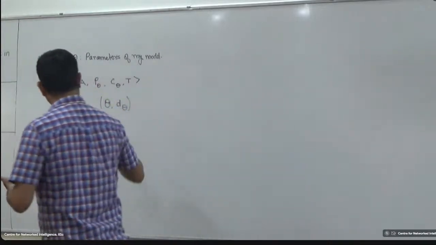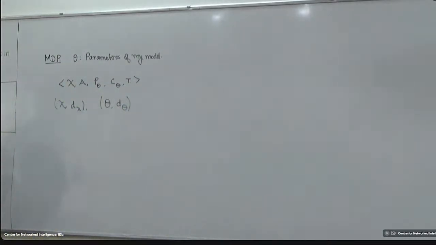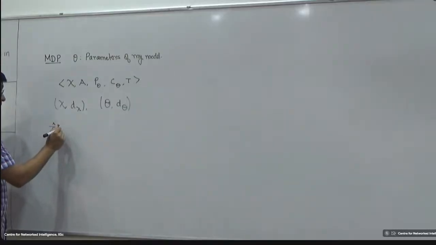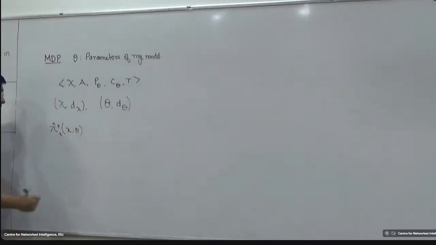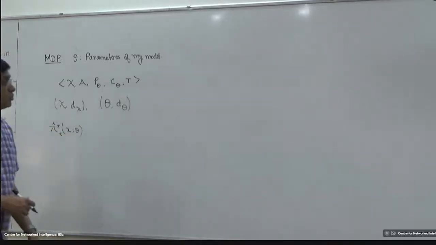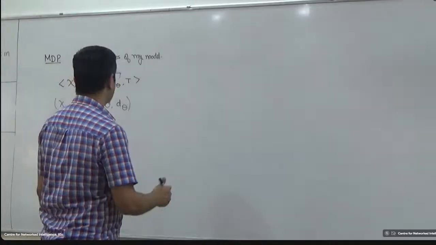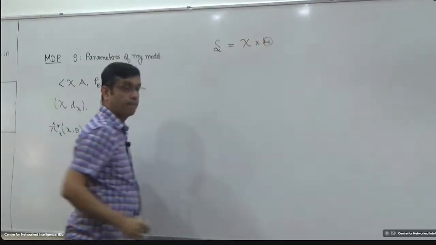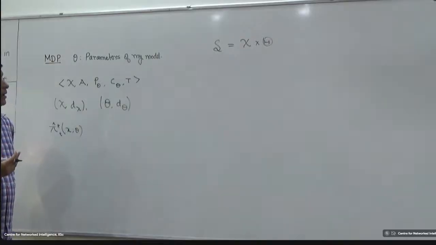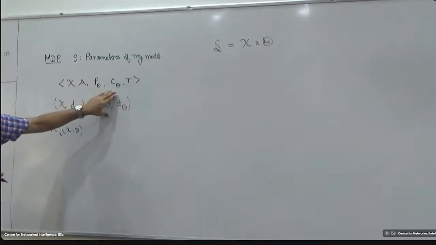Now, what happens if I knew the value of theta? If I knew the value of theta, there is an optimal policy, let's call that pi hat star, and this optimal policy chooses an action at state x, and this policy will depend on theta, right? So I'm going to think of this optimal policy as a policy of this MDP, and this policy depends on theta. So what I'm going to do now is construct an MDP S with state space S, which is equal to X cross Theta, right? So this is my model where the state space is X plus whatever the parameter is.